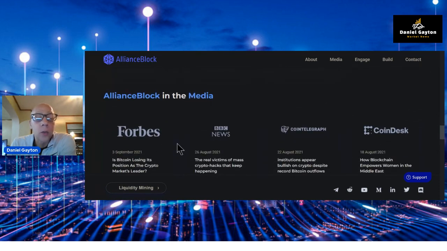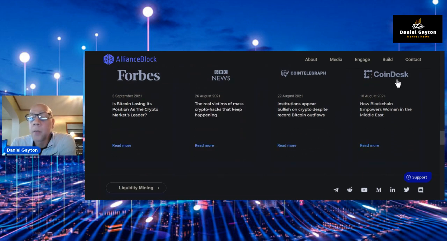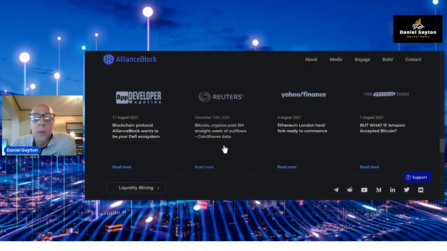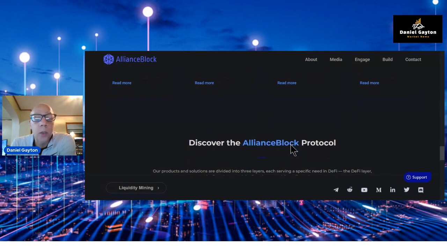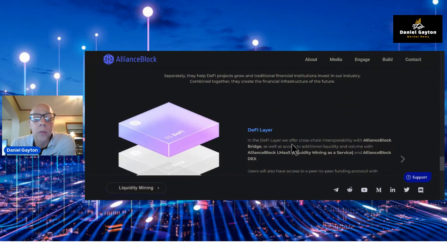They have some articles here on Forbes, BBC News, and CoinDesk. You can come in here and click on these and read these. They're pretty interesting. So they're not new. Yahoo Finance has one. It's not a new blockchain, but it's part of that ISO family. So it's important, and we have to talk about it.